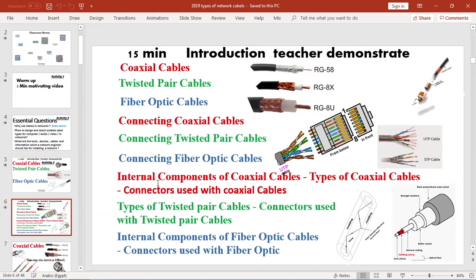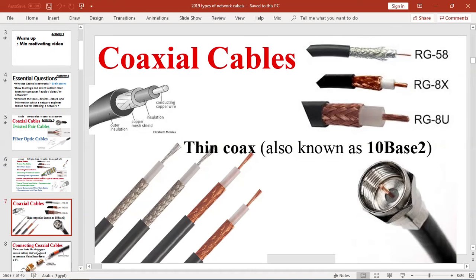The internal components of the coaxial cable and the types of coaxial cable, all this we speak about in this session. Types of twisted pair cables and the connectors used with twisted pair cables, internal components of the optical fiber cables, and the connectors used with the optical fiber cables. First, we speak about coaxial cables. These are the types of coaxial cable.